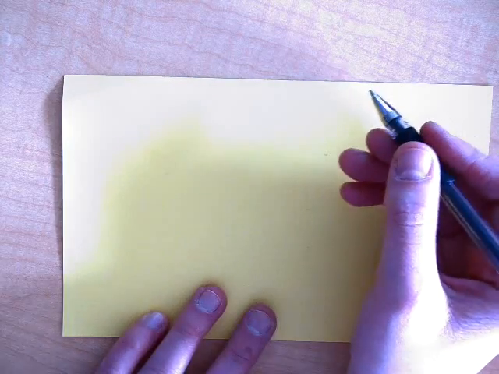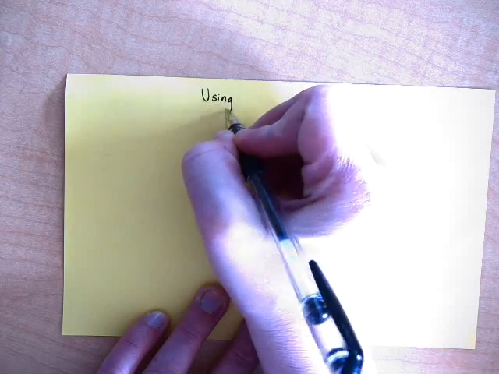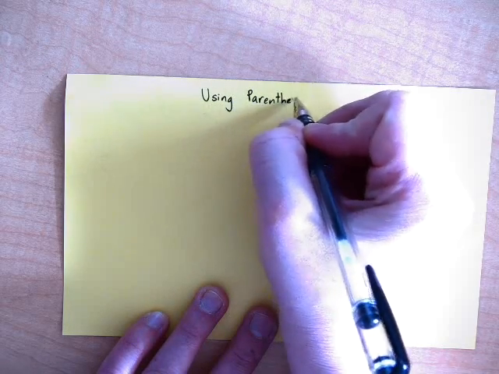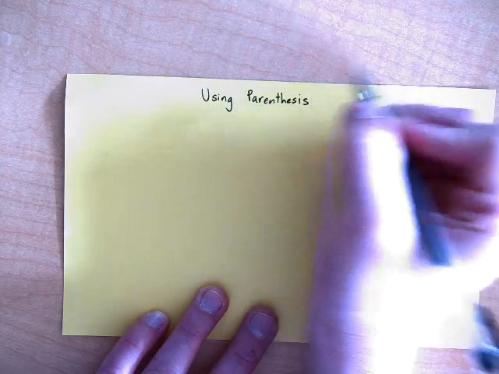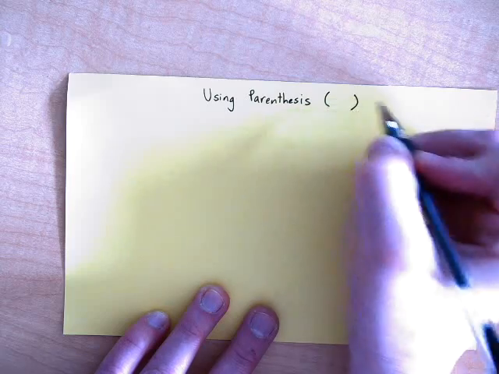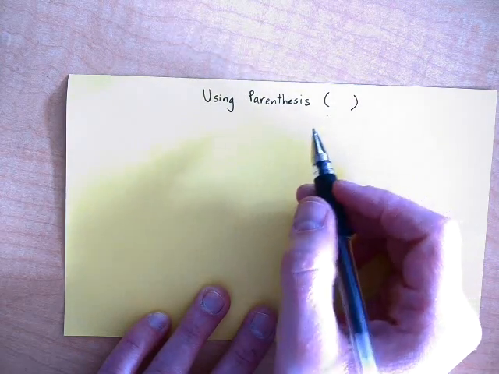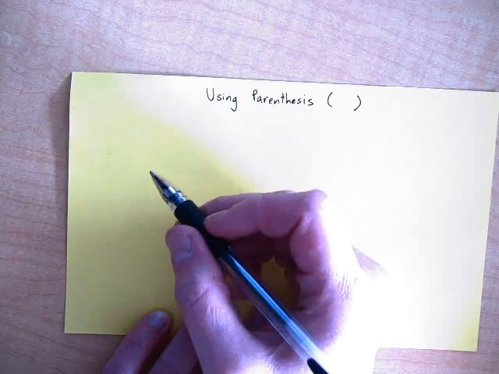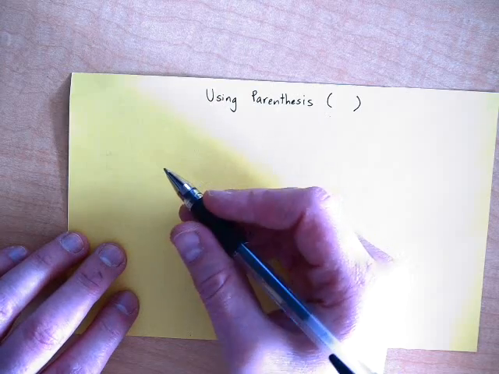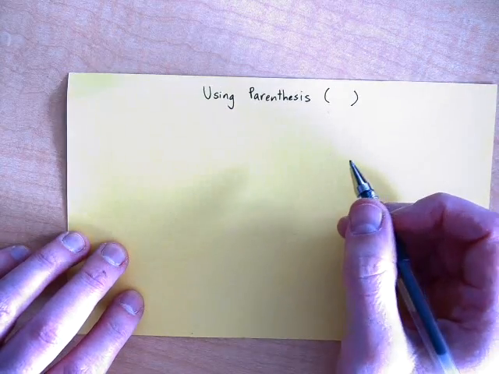Okay, so today's lesson is going to talk about using parentheses. Parentheses are these marks here. So you got one on the left and one on the right. And when we use parentheses in math, they tell us what we're going to do first. So some math problems might have more than one actual problem in it.